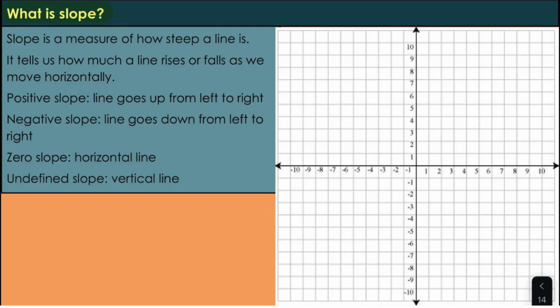Slope is a measure of how steep a line is. It tells us how much a line rises or falls as we move horizontally. That means across our page.